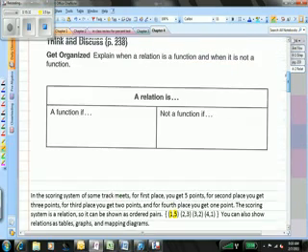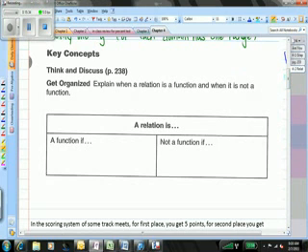Let's come back. Remember I told you to remind me I wanted to come to this little box. Let's fill it in. A relation is a function if, what's the shortcut I just told you? It passes the vertical line test. A relation is.